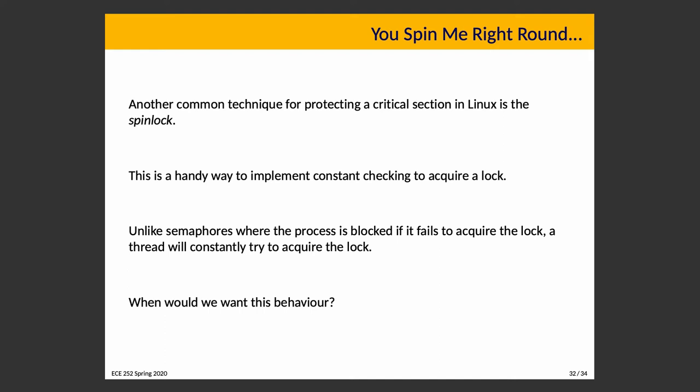This is a handy way to implement constant checking to acquire a lock. So you want to enter a critical section. Normal behavior is that you would just wait on a semaphore or wait on a mutex, and you can get blocked, and you will eventually get unblocked when it's your turn. But unlike a semaphore, a spin lock doesn't do this. A spin lock is like try lock in a loop. So we try to acquire the lock, and if we are successful, we proceed. If not, we try again.